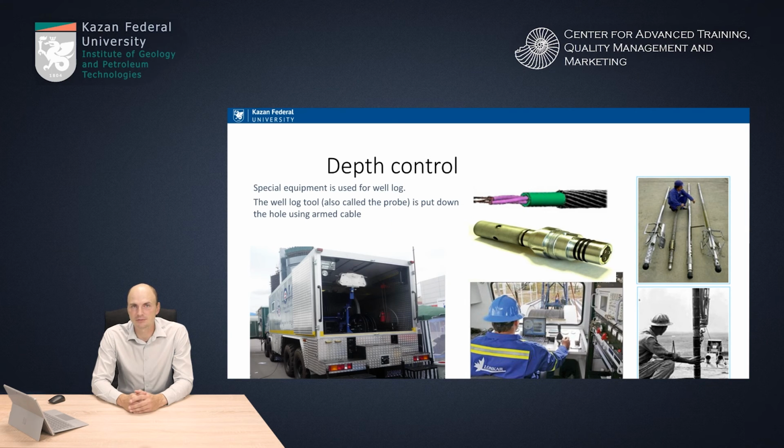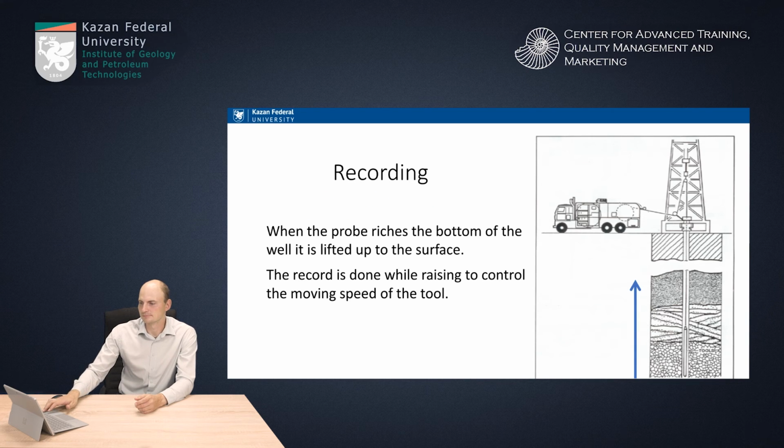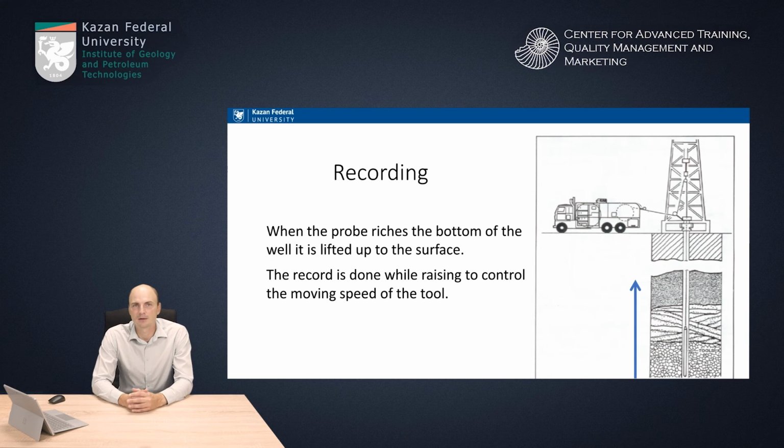The depth control can be done using special equipment. And this special equipment measures the length of the well log cable or the wireline. That's how we get the measured depth, or MD. When the probe reaches the bottom of the well, it is lifted up to the surface. And the record starts when the probe moves up. It is done to control the moving speed of the probe.